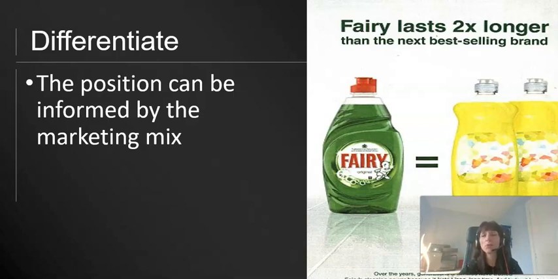Differentiate, another example, Fairy Liquid. Premium price, but the right reason why it's a premium price is it's a premium product. That's what they want us to think because it lasts 2 times longer, twice as long, in fact, as the next best-selling brand. So it's a much more superior product, hence the inflated price.